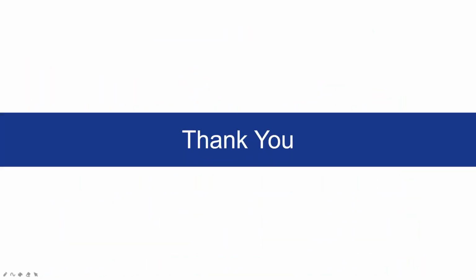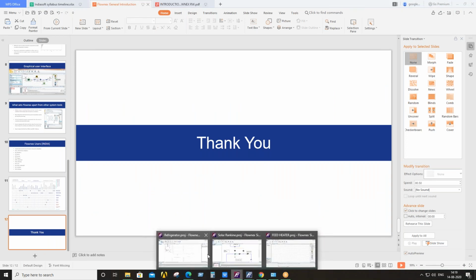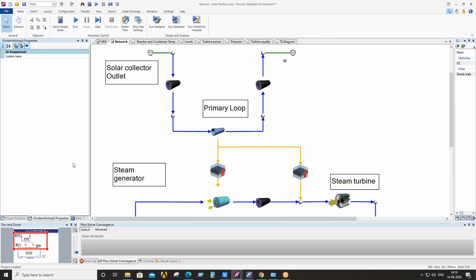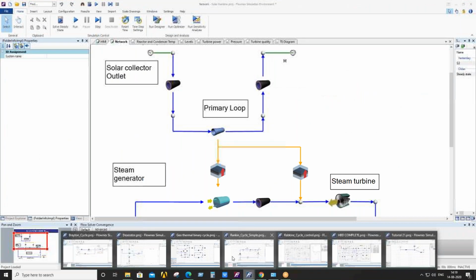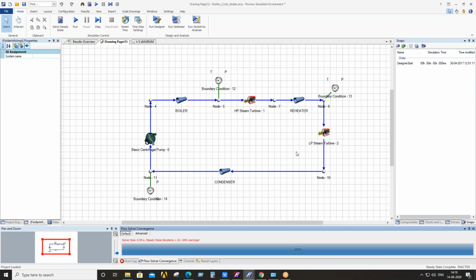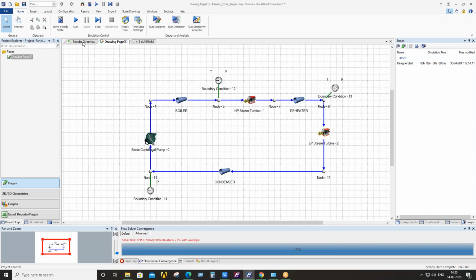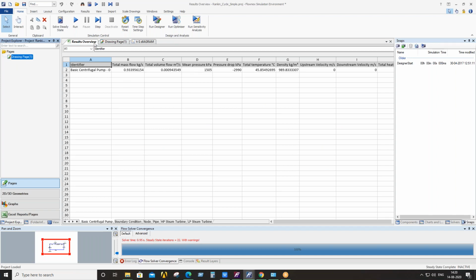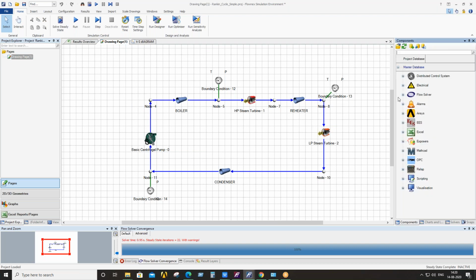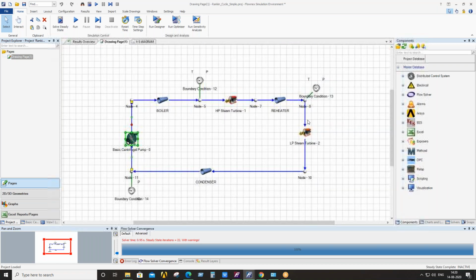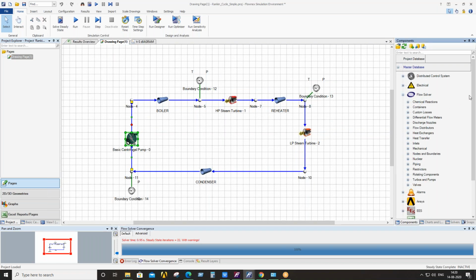So this is all about the software, just the introduction, and I will show you the Flownex software GUI. So it is the Flownex GUI. Here you can see the project pane. Here you can see the number of pages you have added, and that will be represented on this side. And this is your drawing plane. In the drawing plane you can drag and drop components, and these components will be working. And here you can see these are the samples available for Flownex.